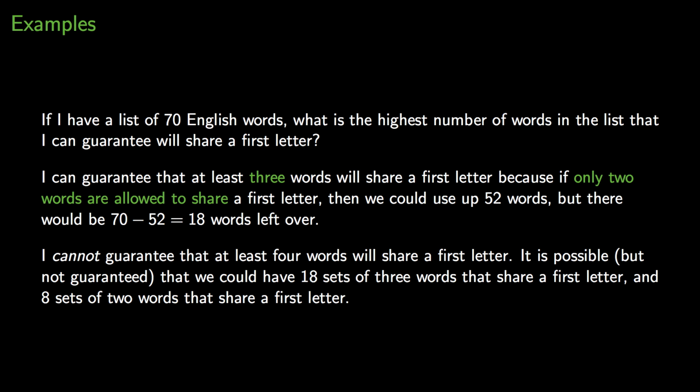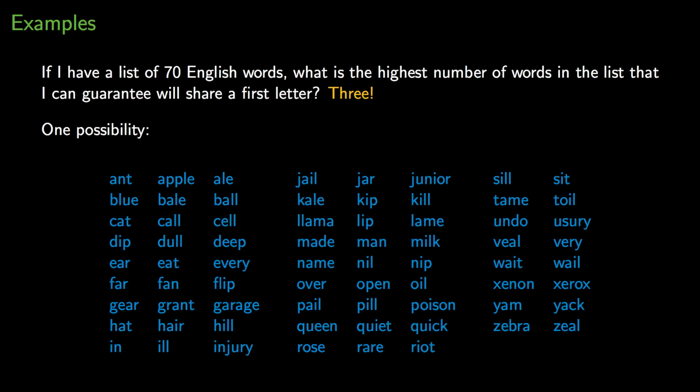It is possible, not guaranteed, but possible, that you could have 18 sets of 3 words that share, and then 8 sets of 2 words that share. So for example, if A through R all had 3 words each, and S through Z had 2, well that's 70 words, and none of the letters have a team of 4 words, right? So you can't guarantee 4.